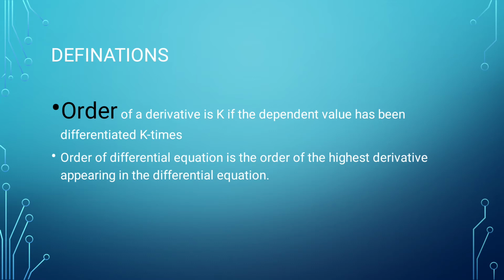By definition, the order of a derivative is k if the dependent variable has been differentiated k times. The order of a differential equation is the order of the highest derivative appearing in the differential equation.